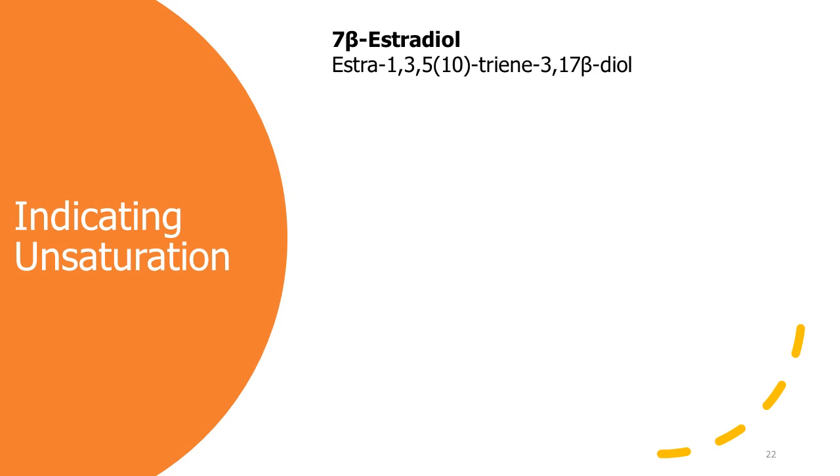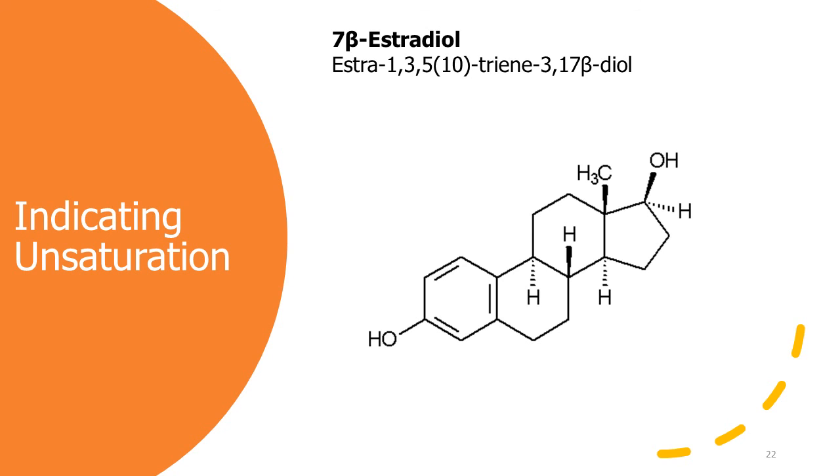The other example is 17 beta estradiol: estra-1,3,5(10)-triene-3,17 beta-diol. The ring A over here is a planar ring system. There is a hydroxy at the 3 and 17 positions. The 17 hydroxy is beta, hence 3,17 beta-diol. There are double bonds in ring A between the 1 and 2 positions, the 3 and 4 positions, and the 5 and 10 positions. Hence, estra-1,3,5(10)-triene. So the nomenclature goes in this way.